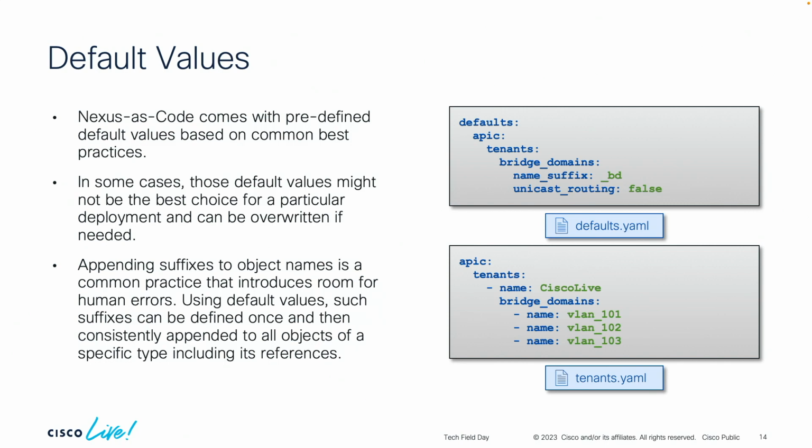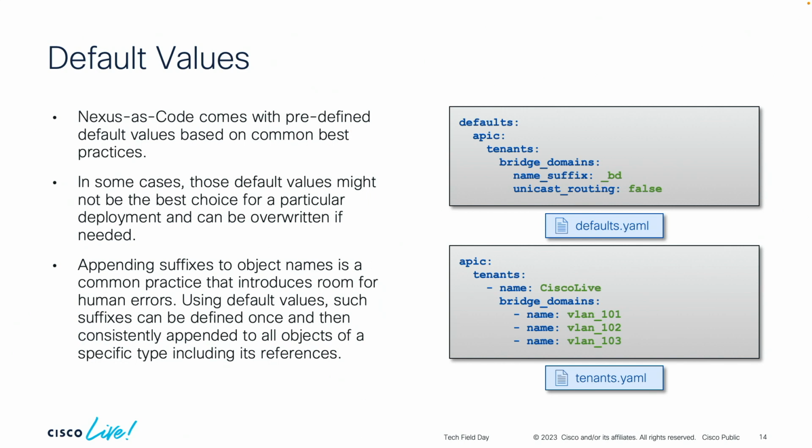And the benefit of that is that if you have, for example, a specific requirement in your organization where you always want to prefix or suffix certain resources, for example, if you create a bridge domain and you want to add _BD, you can actually do that by just adding a default file, and in there you can add a name suffix as an example. Or if you have a layer 2 fabric, because you don't do any routing, maybe you want to set unicast routing to false for all of the bridge domains that you create going forward.